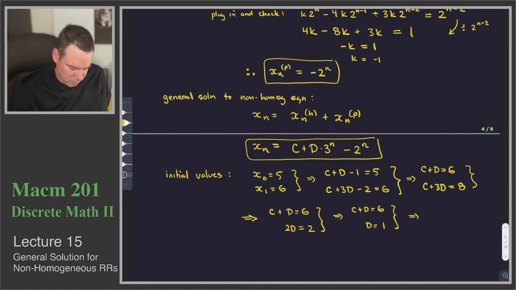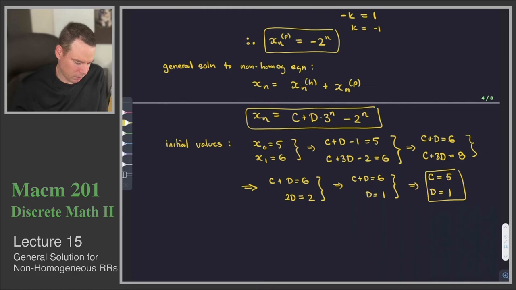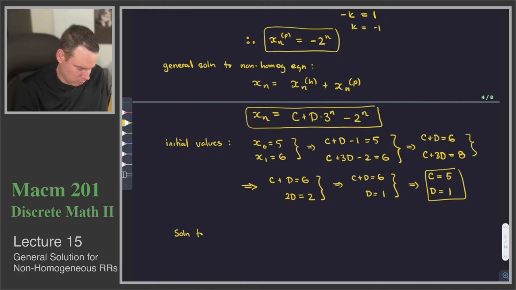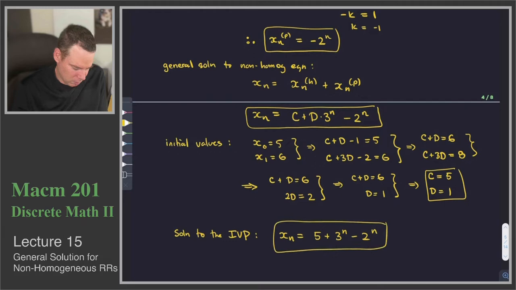And so those have a solution of d is equal to 1, and c is equal to 5. So we've got our values of our coefficients, and therefore our solution to the initial value problem, the recurrence relation plus its initial values, is x sub n is equal to 5 plus 3 to the n minus 2 to the n. And there we go. We have found our solution to our recurrence relation.